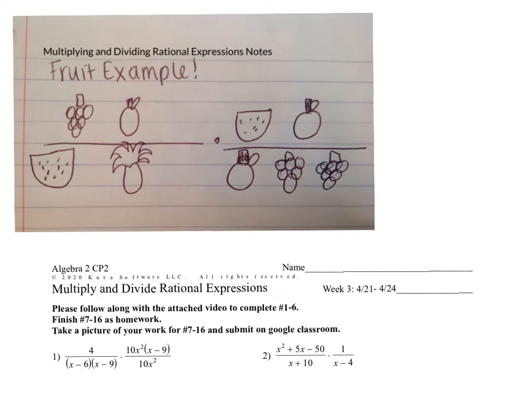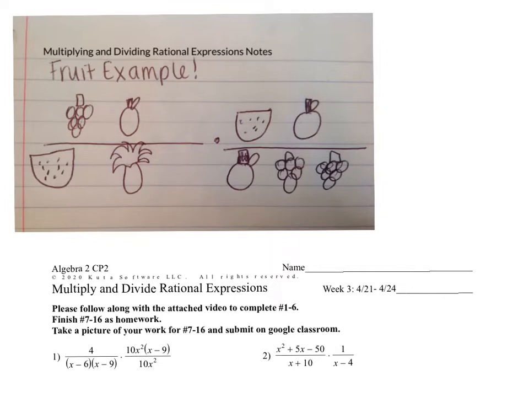Multiplying and dividing rational expressions uses the same technique as multiplying and dividing fractions. Our rational expressions are just fractions, and we can use the same techniques to multiply them. The first example I have here on the video is the fruit example, and I like to use this to show how we're actually able to cross out like pieces to make our multiplication and dividing simpler.